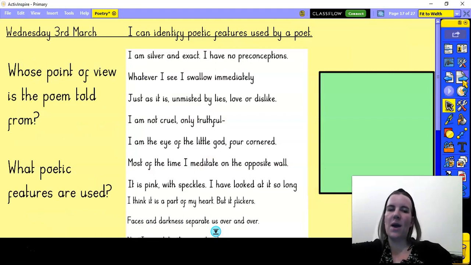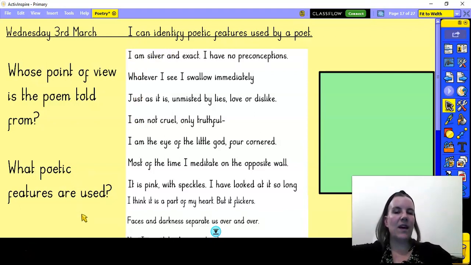So you'll see I've purposely not included the title of the poem, and that's because that tells you what the poem is about. And that's the first thing that I want you to do. Can you figure out what this poem is about? So what is the I in this poem? And as I said, can you spot any of those poetic features?